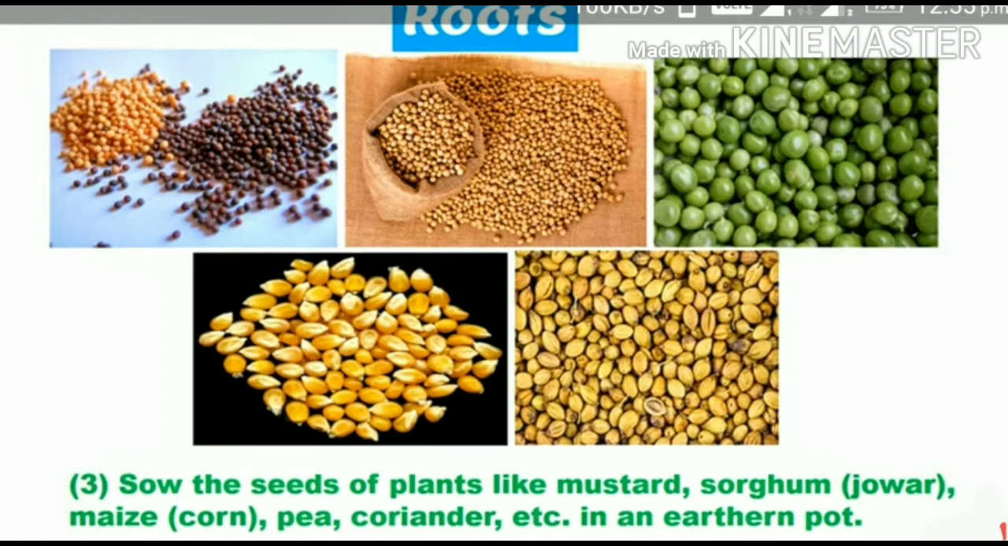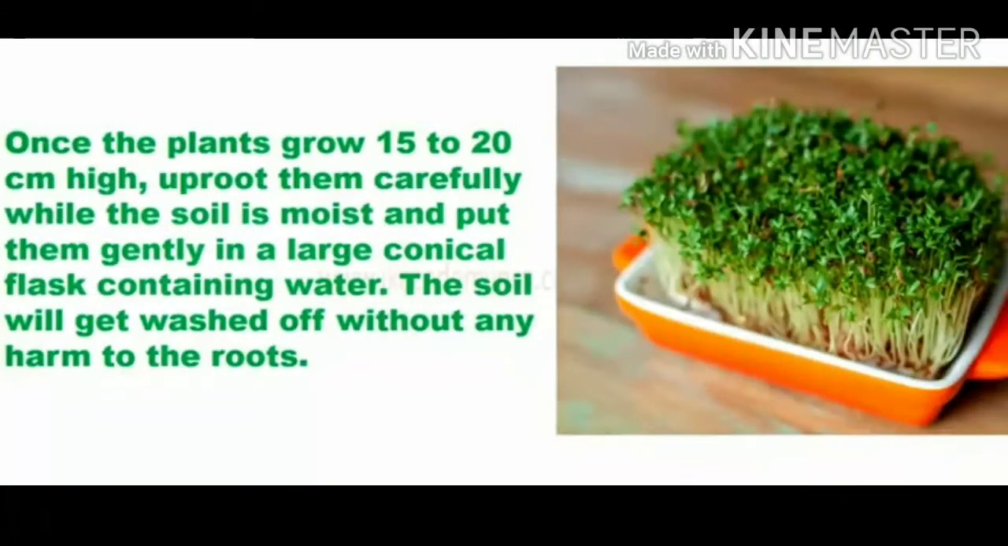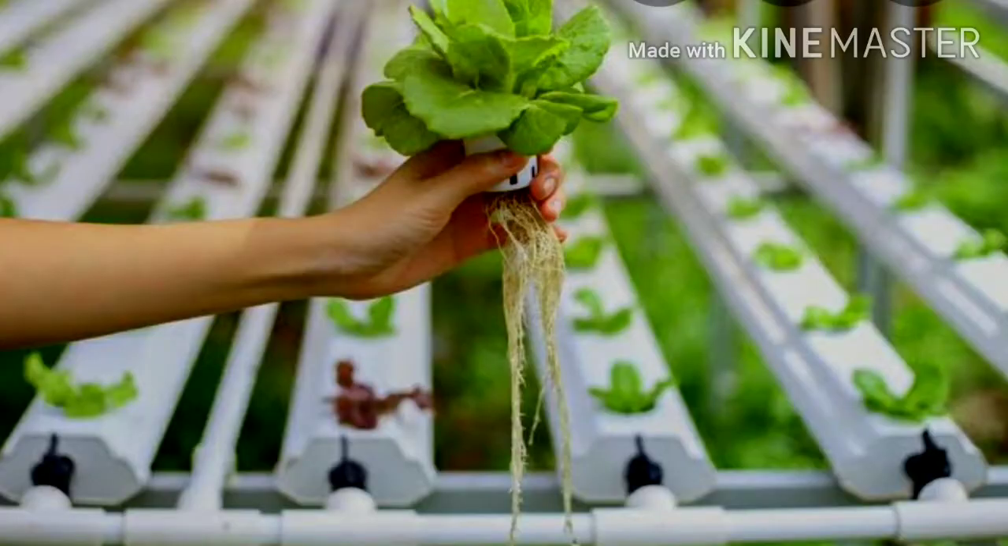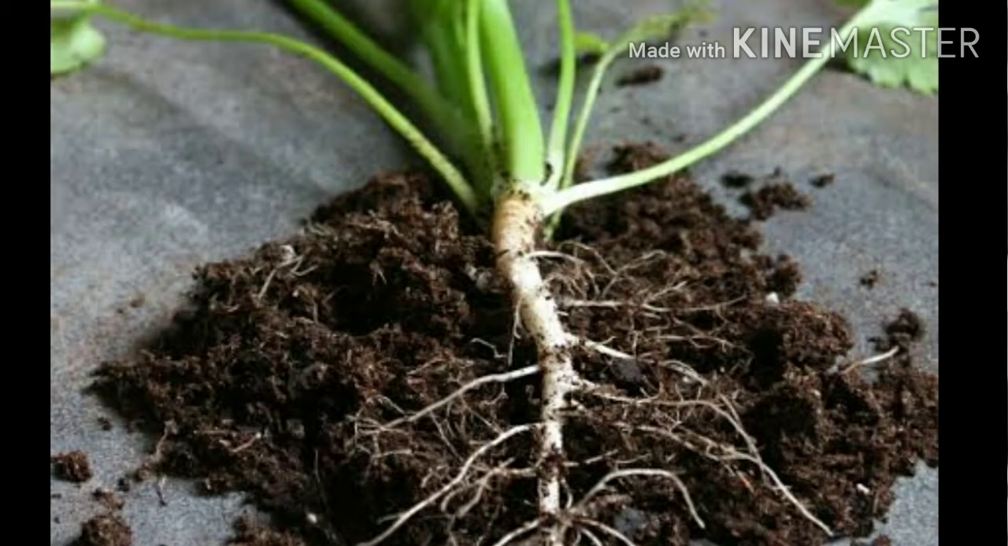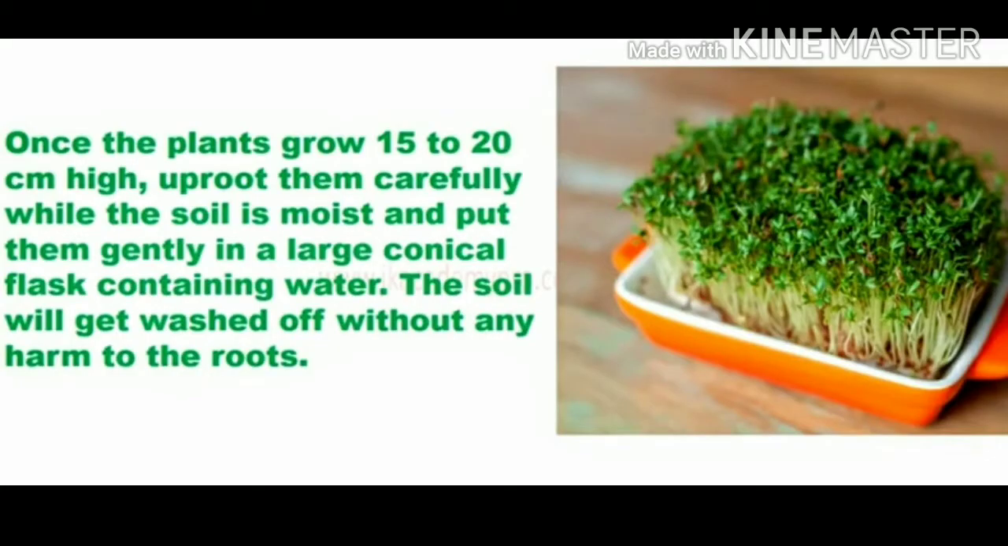Keep observing every day. Once the plants grow 15 to 20 centimeter high, uproot them carefully. That is, remove them from the soil very carefully while the soil is moist. Now put them gently in a large conical flask containing water. So, the soil will get washed off without any harm to the roots.